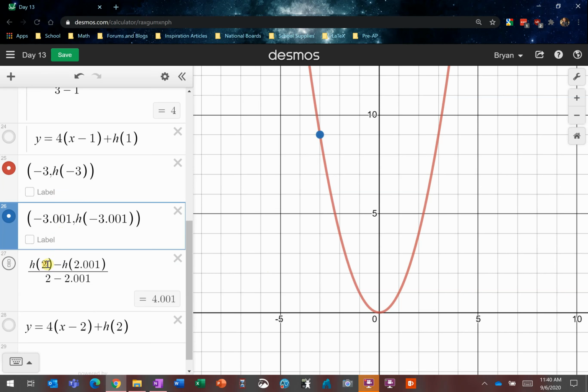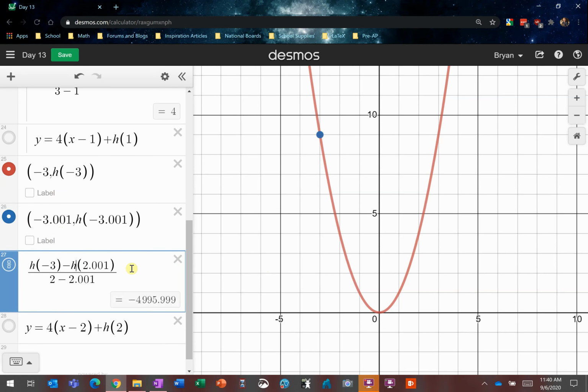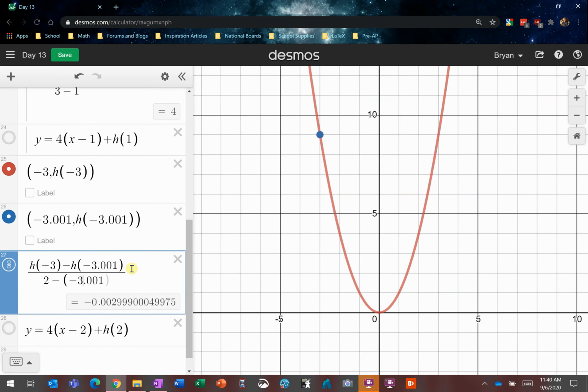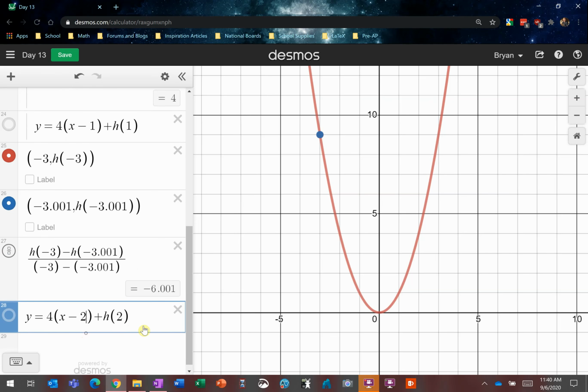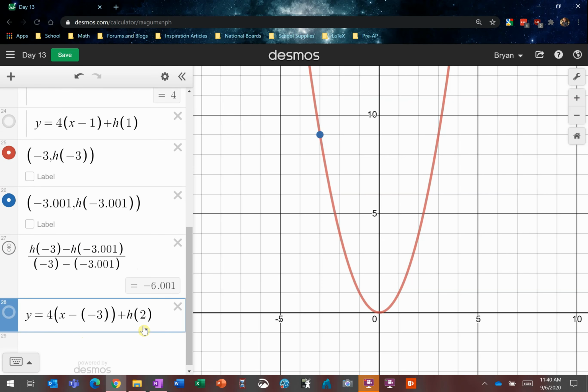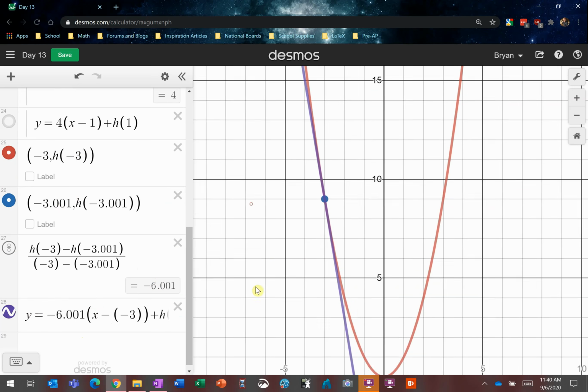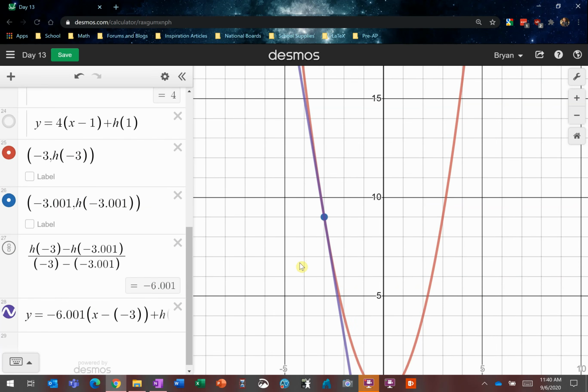We find the slope between those 2 points. So a y value for negative 3, a y value of negative 3.001. Parentheses would probably be good here so we don't lose a negative sign, right? Something like that. And notice that if we wrote this equation using the point that we want it to be tangent through, this point right here, and we used 2 points that are really close to each other, the slope is negative 6.001. Okay, let's check that. That looks pretty darn good. It's not going to be quite perfect, but it's very, very close.